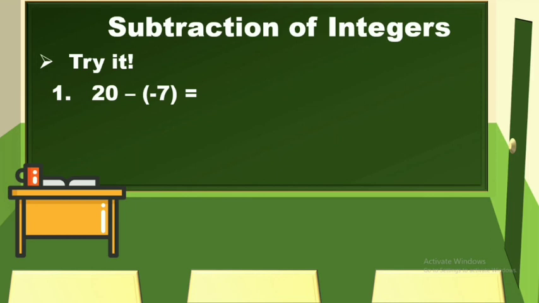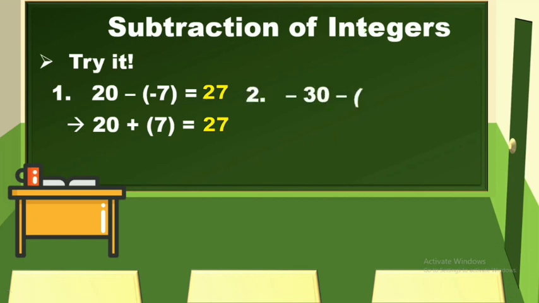So copy the first integer, that is 20, then change the operation from subtraction to addition, then get the opposite of negative 7, that is positive 7. So therefore, we can say that 20 plus 7 equals 27. So positive 20 minus negative 7 is equal to positive 27. Now number 2. Negative 30 minus negative 10.